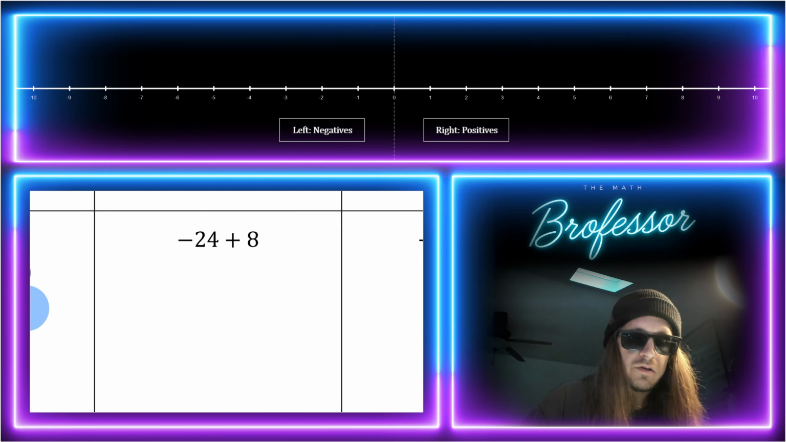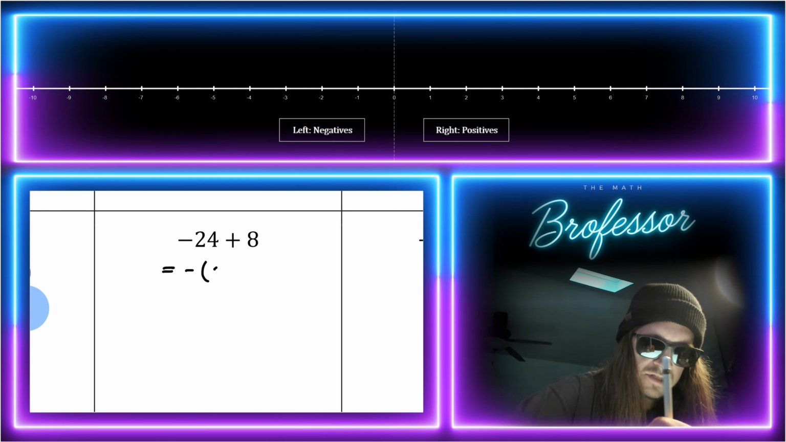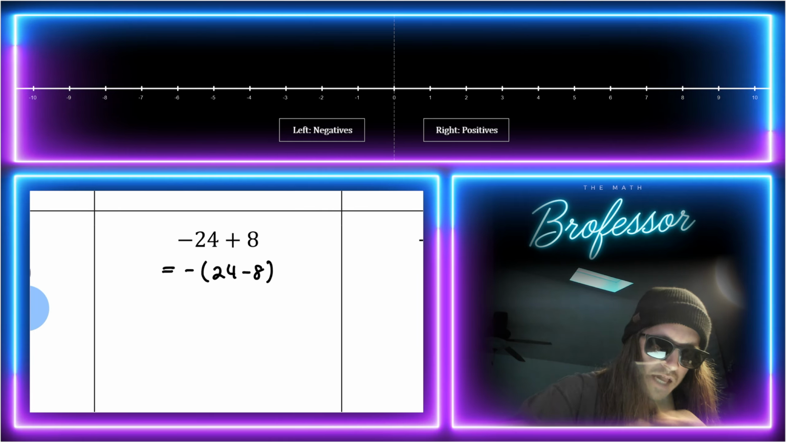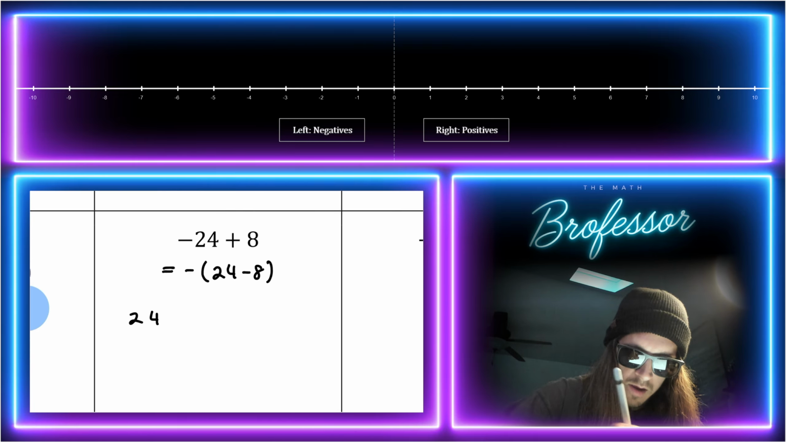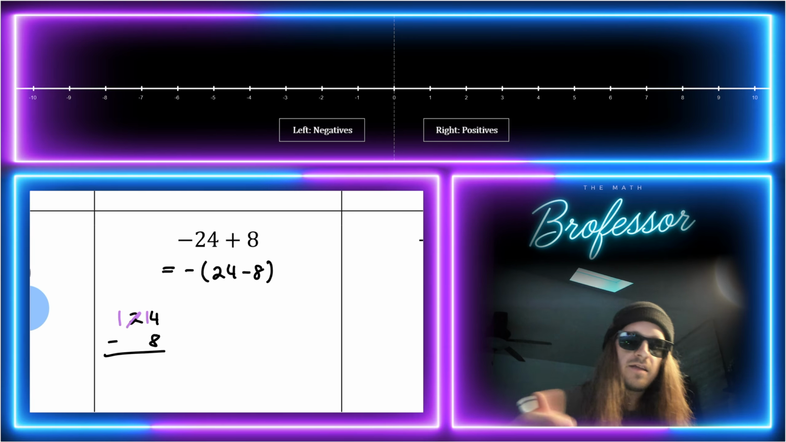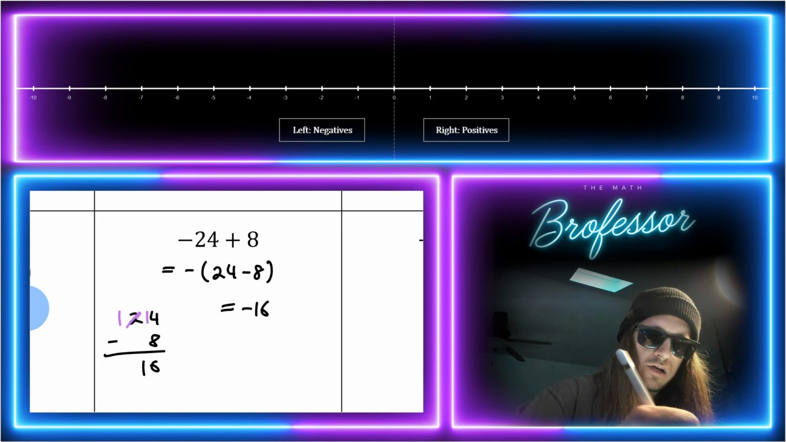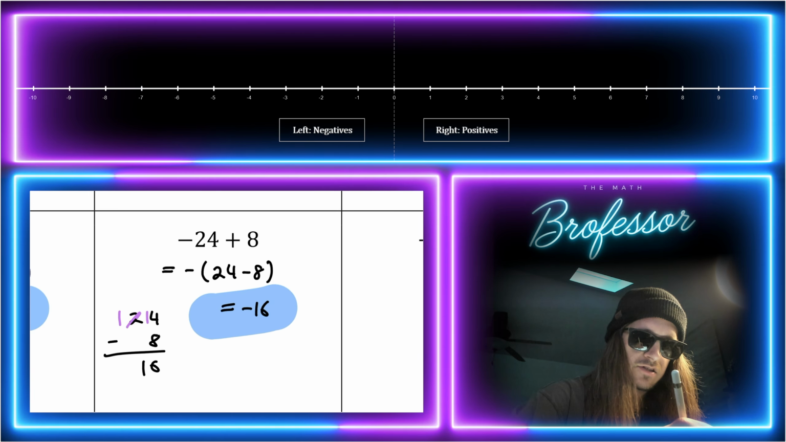Here we go. To do this by hand, you're going to use the opposite. This is the opposite of 24 minus 8. So I do 24 minus 8 by hand. I need to borrow 1 from the 2. 14 minus 8 is 6. Bring down the 1 for 16, meaning that the answer here is negative 16.